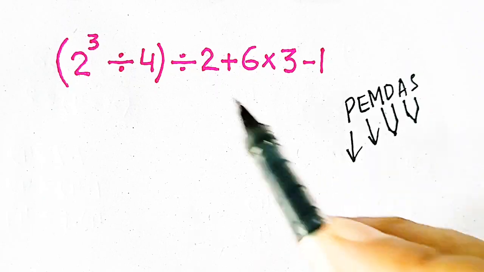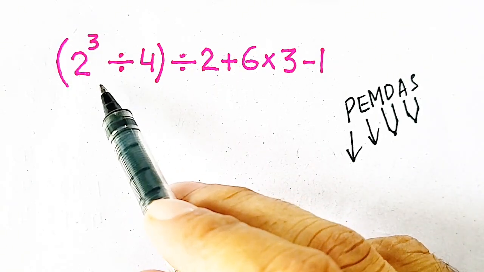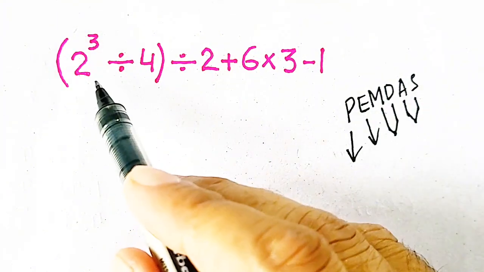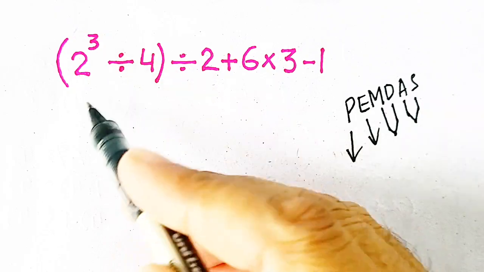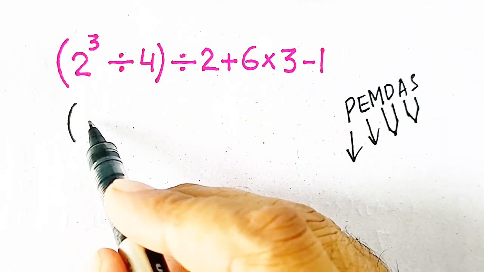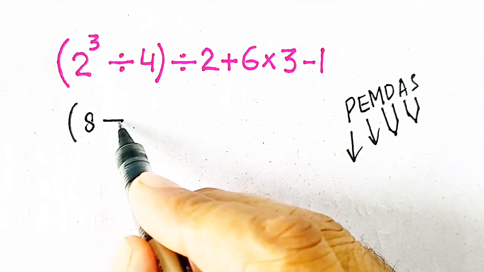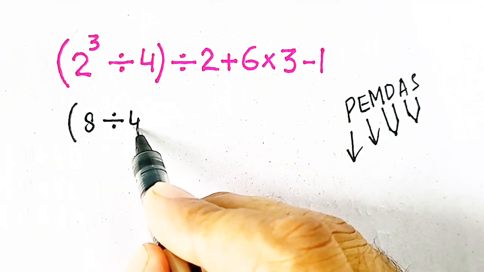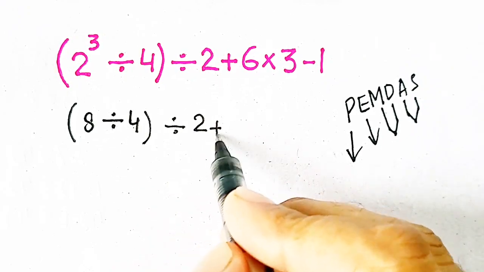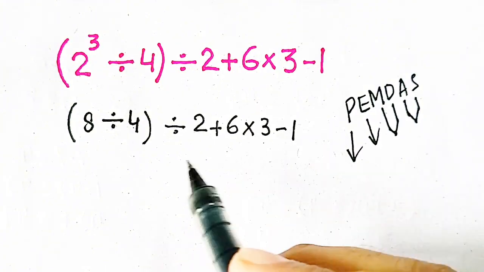So parentheses is in this question. First of all, we will solve parentheses, then exponent. So exponent is also there. So 2 power 3 is equal to 8 divided by 4 divided by 2 plus 6 times 3 minus 1.